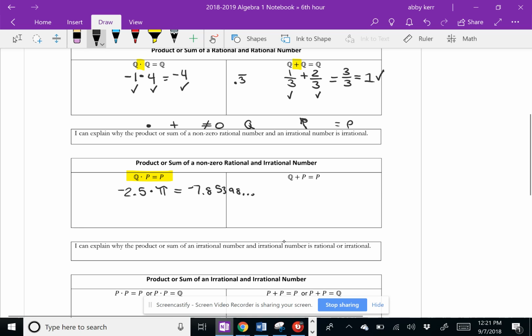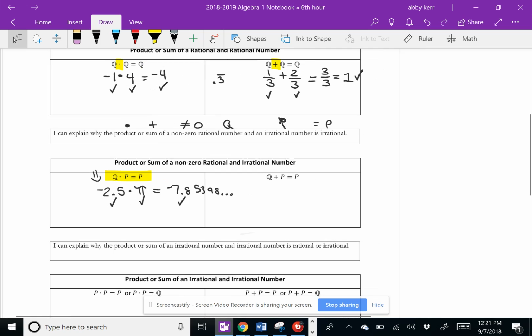So this ... means it's going on forever, but notice that there's no line above the numbers. That means it does not repeat. So this is rational times irrational, and it produces an irrational. So we know that we did it right.